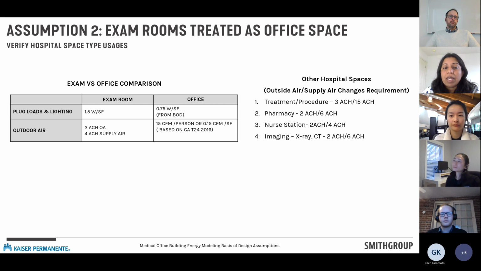We also recommend looking at other hospital spaces, like treatment procedure rooms, which have very high outside air and supply air change requirements, pharmacy, nurse station, imaging.